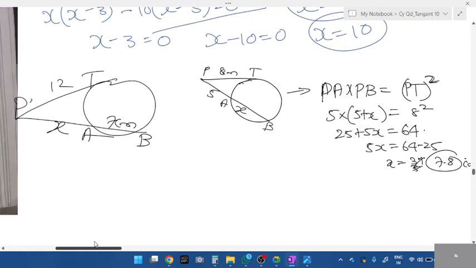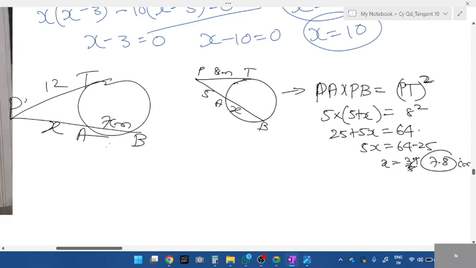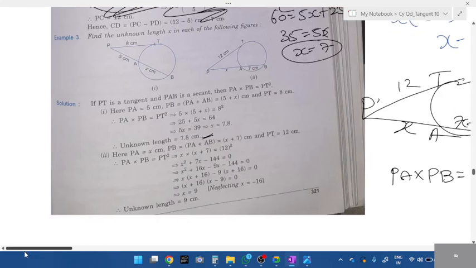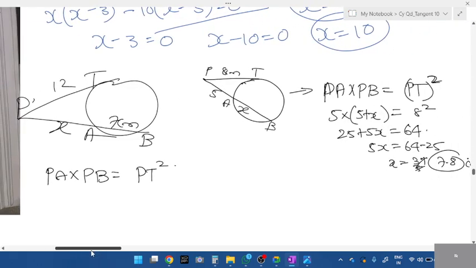Try this, students. All of you will try this question. Right hand side, I have done. Left hand side, you will try. You should get a quadratic. I'll write the formula. PA into PB is equals to PT square. PA is x into PB is 7 plus x is equals to 12 square. Complete this quadratic. Use prime factor method.